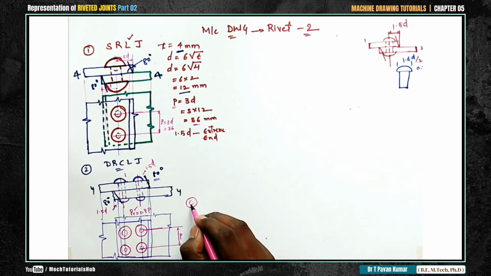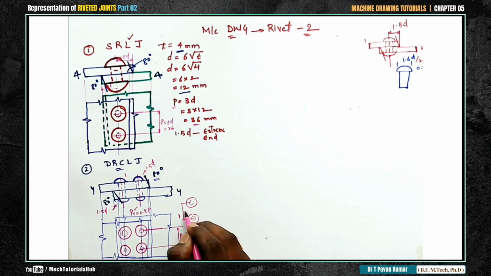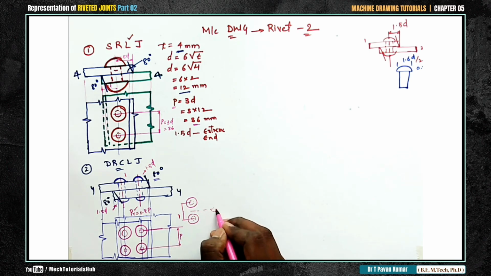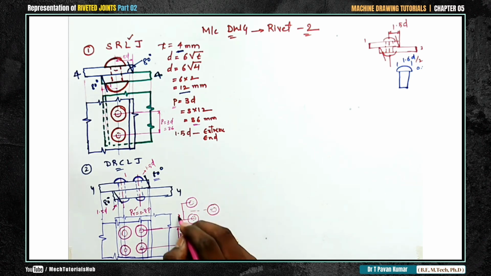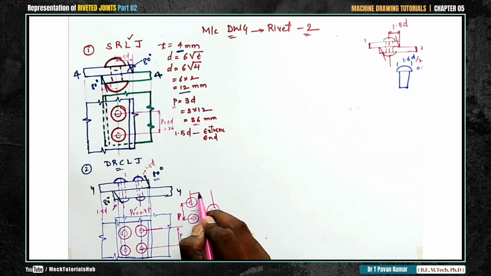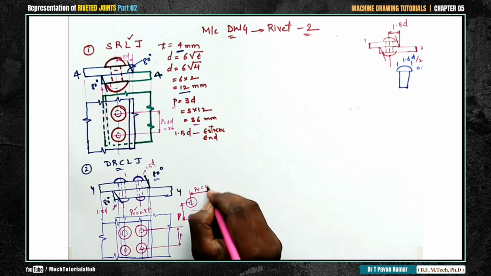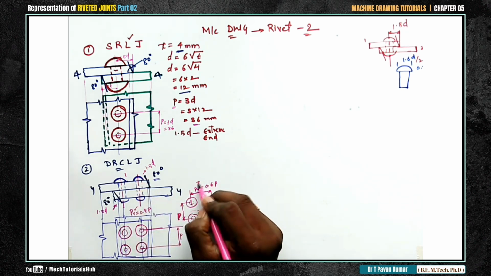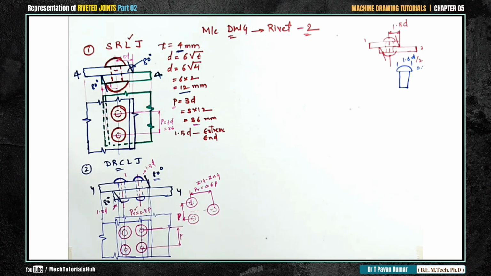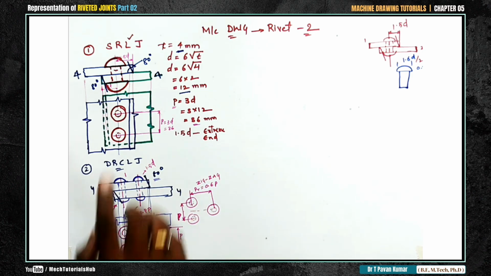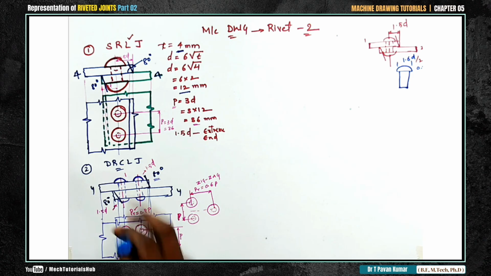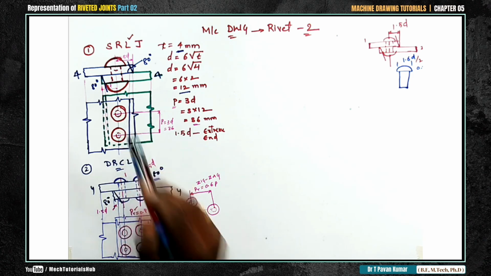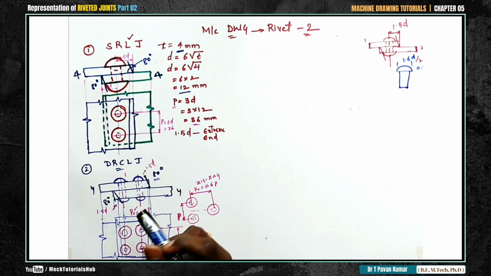D, 1.6D, and at a distance of P by 2 there will be one more D, one more 1.6D. This distance is P, and the row to row distance, this distance is PR, which is equal to 0.8P for chain, 0.6P for zigzag. If you could understand the difference between zigzag and chain, everything becomes so simple. So the question may be of this kind: single riveted, double riveted, chain type joints.